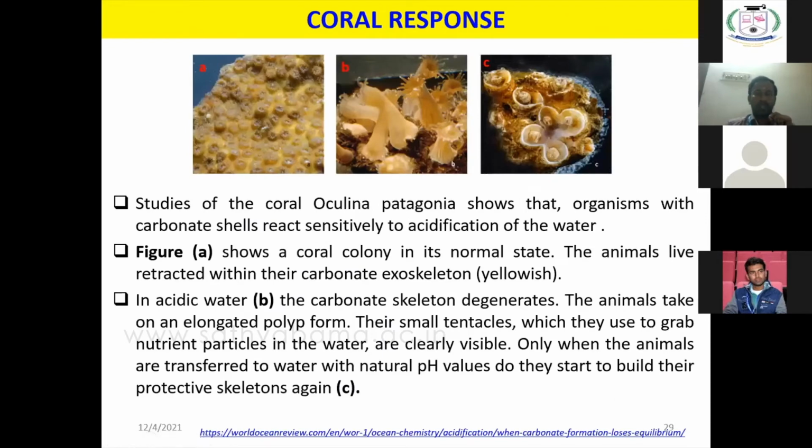So in a study, it has been reported, studies of the coral Alveopora, figure A shows the normal coral colony. And then when the acidification takes place, picture B shows the acidification. When acidified, this is how the coral reacts.